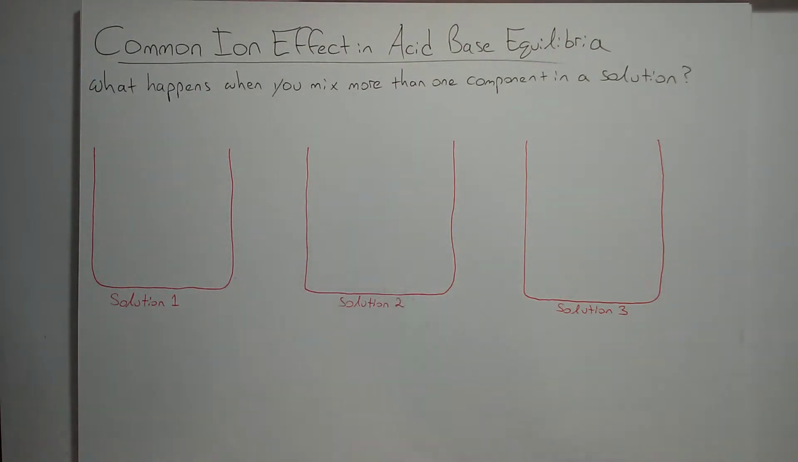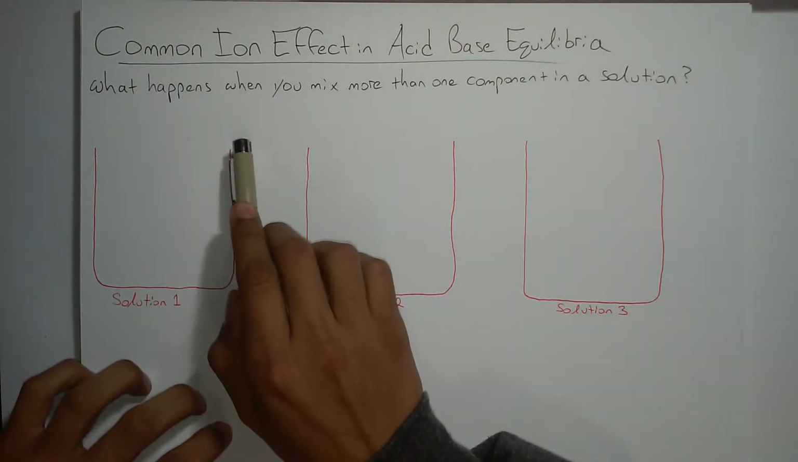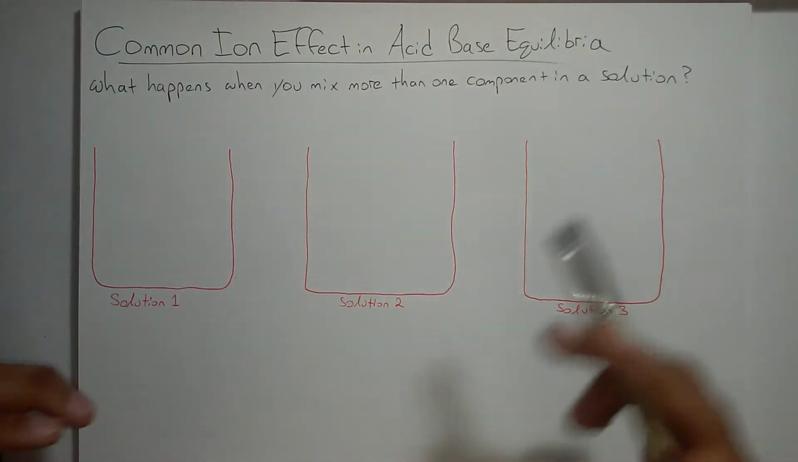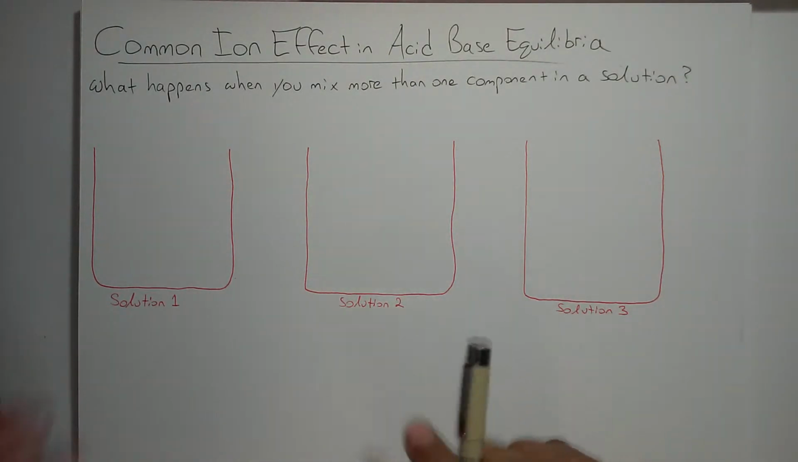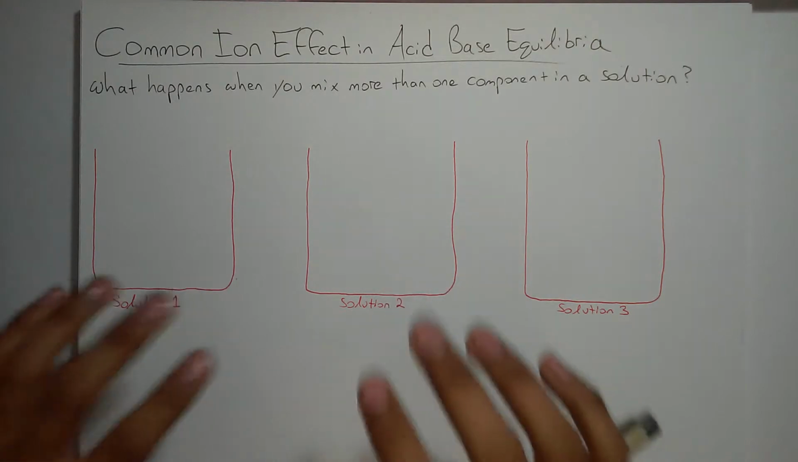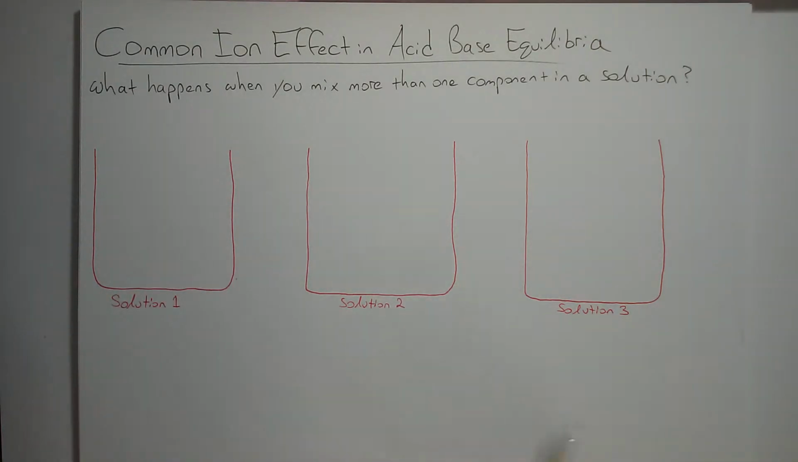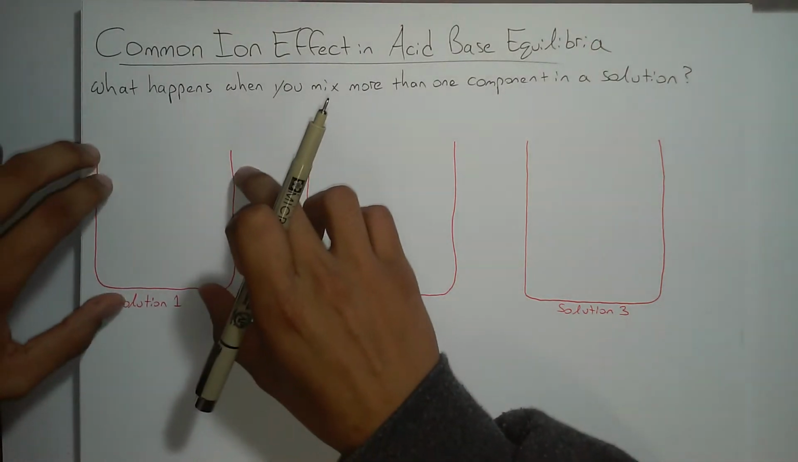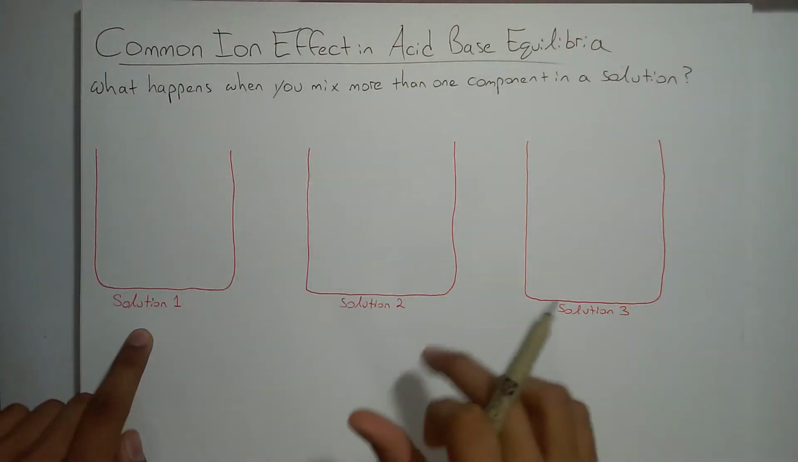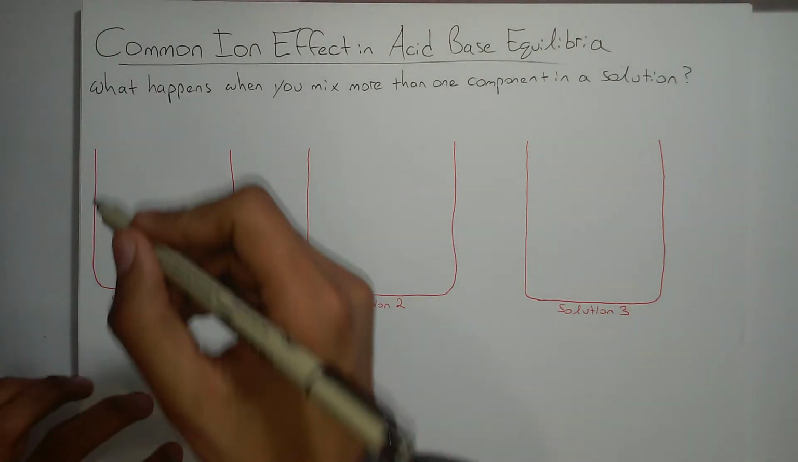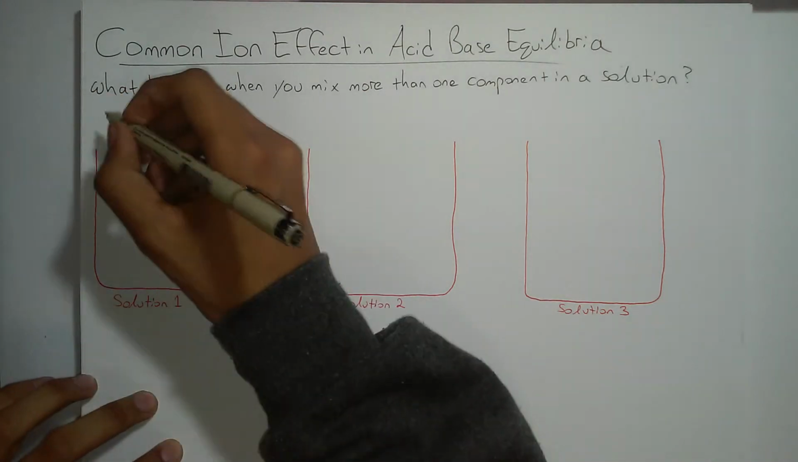Okay, so like I said, the question that we're asking ourselves now is what happens when you mix more than one component in a solution? So I'm going to go through 3 quick examples just to show you what happens when you mix multiple things together. Let's look at this particular beaker right here, and we're going to call this beaker solution 1. We're going to say that this is a mixture of 2 components.